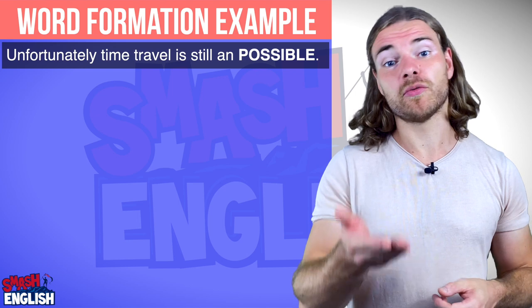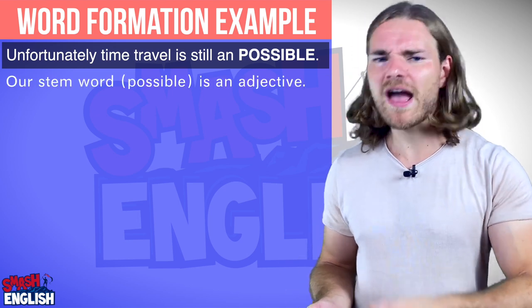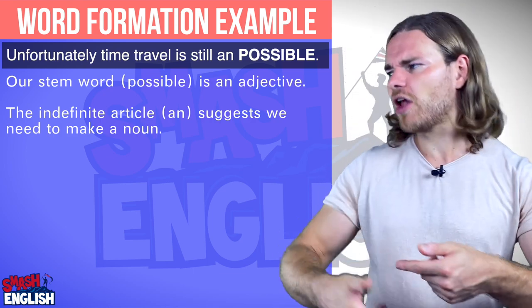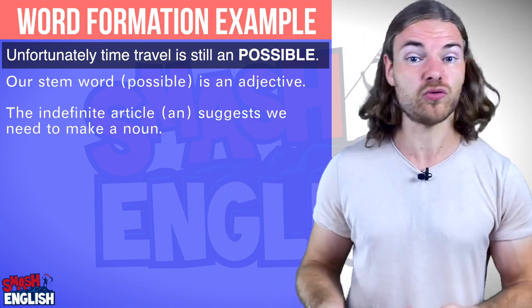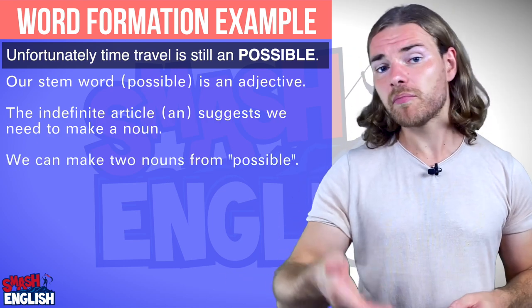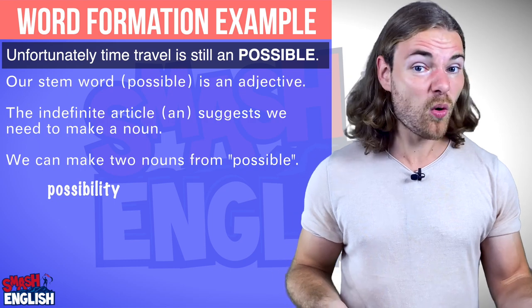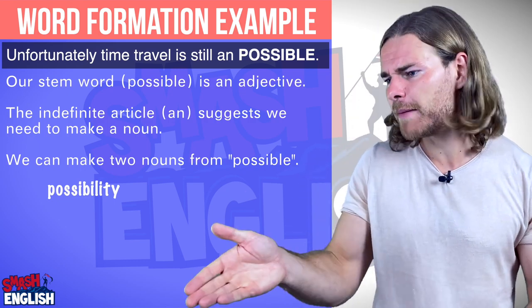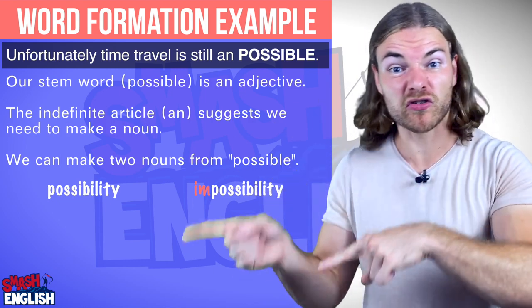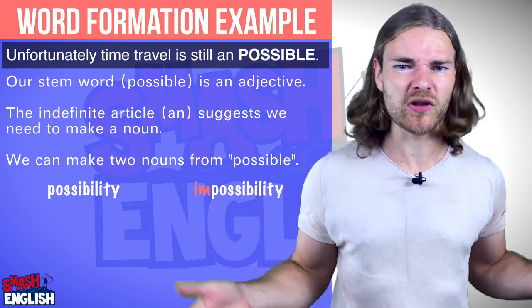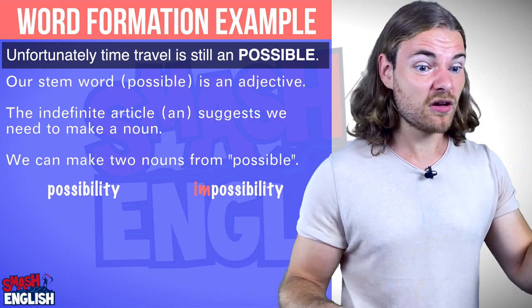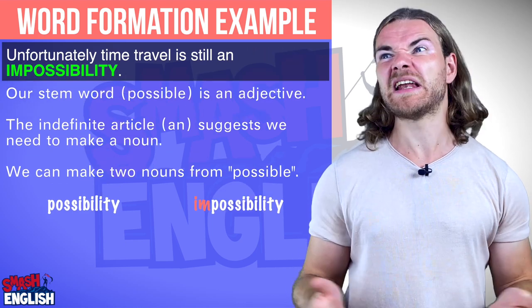Our stem word, possible, is an adjective. We have the indefinite article an before our space, and our space is the last word in the sentence. So this suggests that we need to make a noun. We can make 2 possible nouns from the adjective possible. Possibility, or we can add the negative prefix im to create impossibility. Well, time travel is not possible, so possibility isn't possible. And secondly, we have the indefinite article an, not a. So our answer must be impossibility.